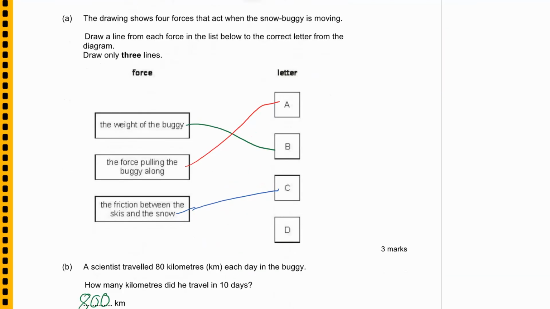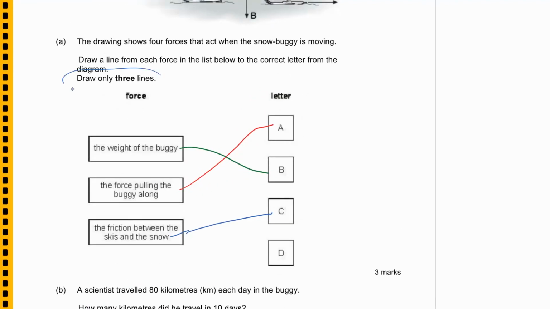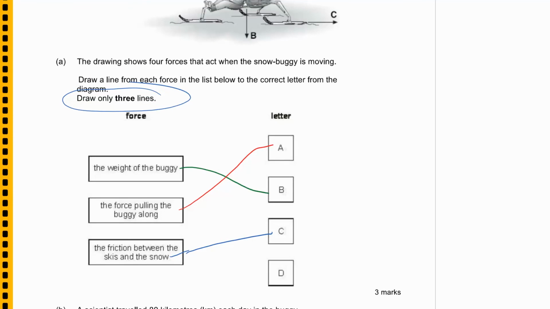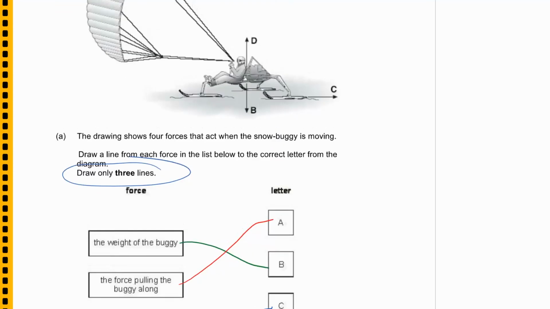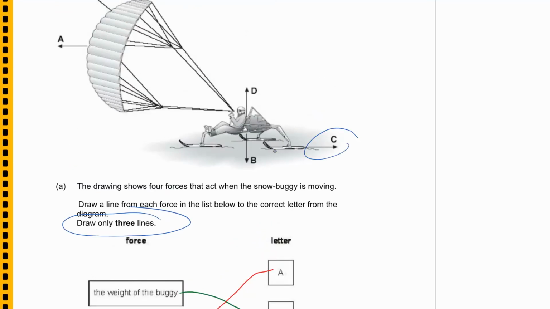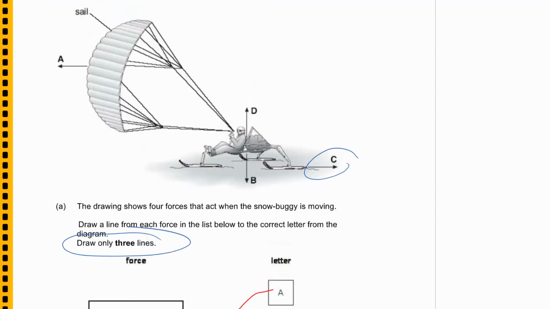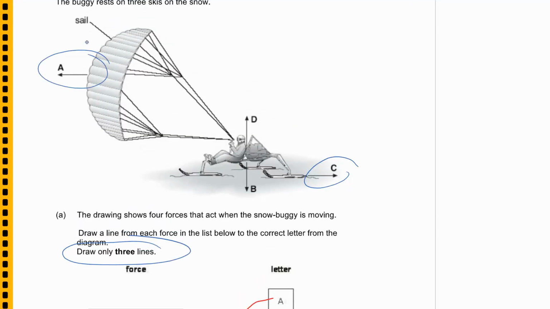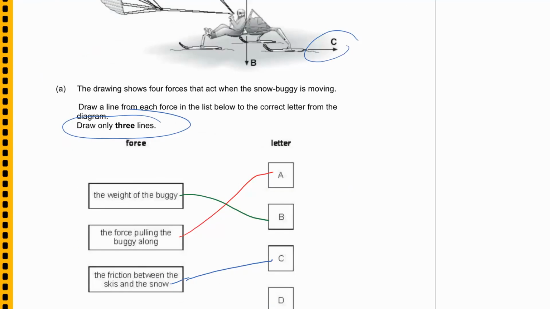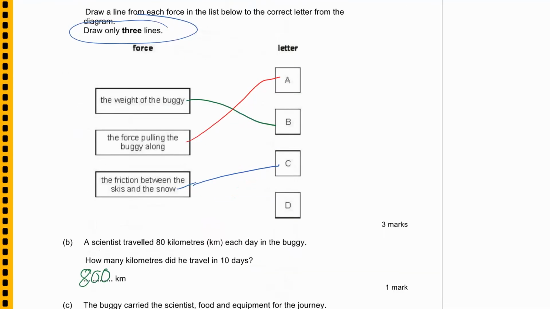Next question. So you had to match, and it was very important. Some of you didn't read that. Draw only 3 lines. So the weight of the buggy goes to B. The force pulling the buggy along is A. And the friction between the skis and the snow is C. So C is pulling back as it moves forward. C is going to get bigger. A is the force pulling forward, and B is force due to gravity. D is the force upwards from the snow.